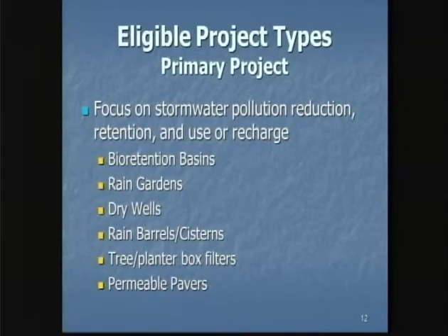So the applicant should have projects that effectively address the primary objective of stormwater capture, reducing runoff, and increasing infiltration. With these types of projects: bioretention basins, rain gardens, dry wells, rain barrels, permeable pavers. This should be the first thing you notice about what type of project you're looking to do.